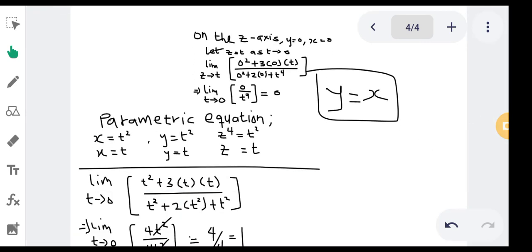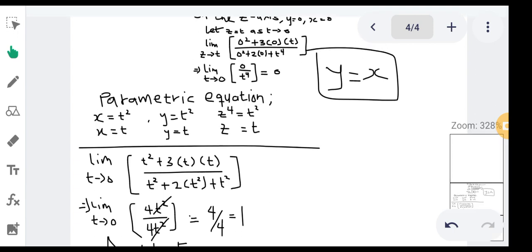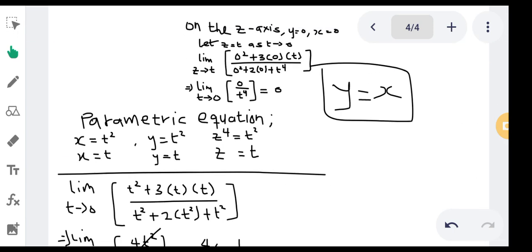Then we further on use the parametric. So here we can use the parametric but not this equation. With the parametric, we make x to be t square, and also make y to be t square. You make your z exponent 4 to be t square. What I'm doing is that I want the exponent of x, y, and z to be the same, so that we can find the limit easily. So that's the rule for it.